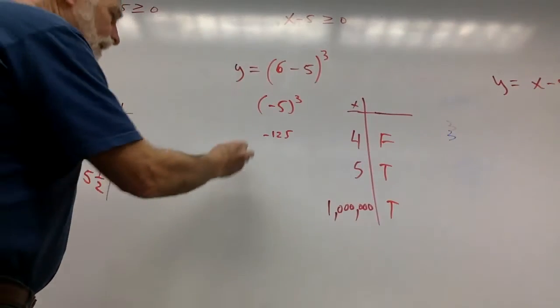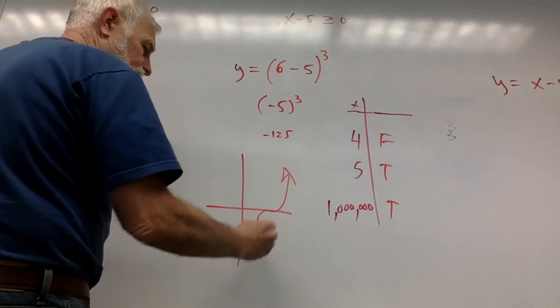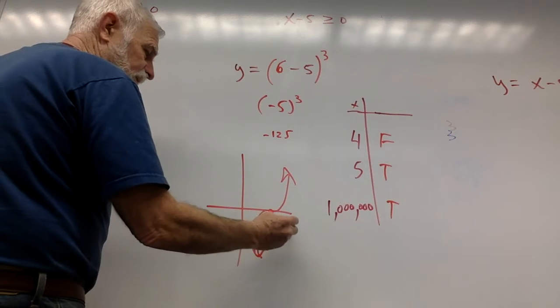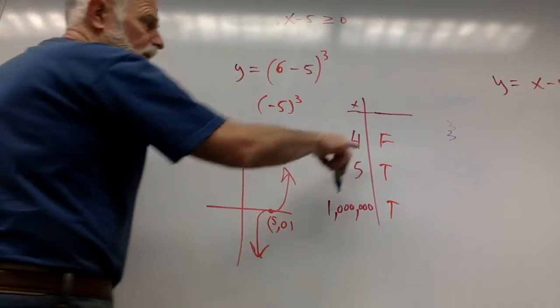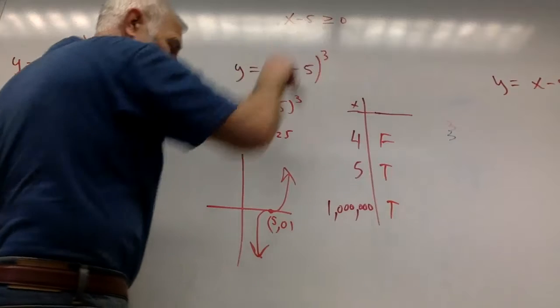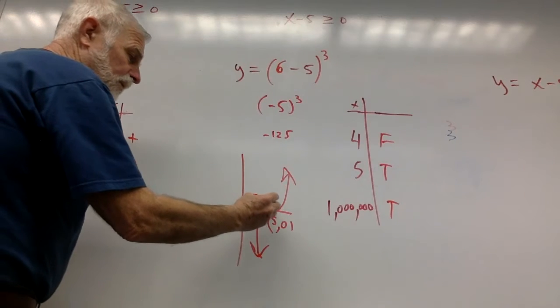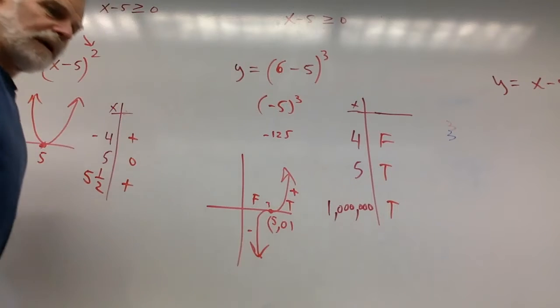So let's look at it graphically. You would get something that looks like that. You would get a cubic graph. 5 gets me 0. Prior to 5, negative numbers are not greater than or equal to 0, so that would be false. This number here would be true, and this would be true because these are positive and these are negatives.